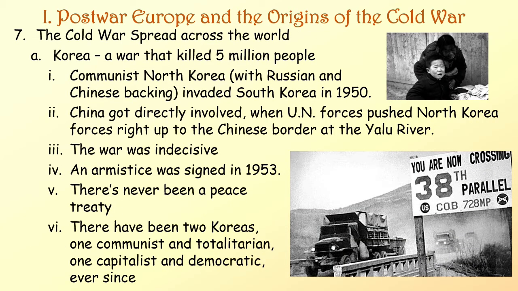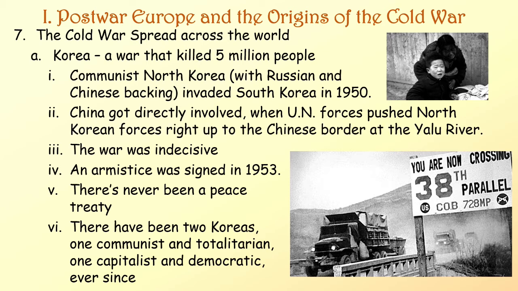The Cold War spread across the world. In Korea, there was a war that killed 5 million people, 10% of Korea's population. Communist North Korea, with Russian and Chinese backing, invaded South Korea in 1950. China got directly involved when UN forces pushed North Korean forces right up to the Chinese border at the Yalu River. The war was indecisive. An armistice was signed in 1953. There's never been a peace treaty. There have been 2 Koreas, 1 communist and totalitarian, 1 capitalist and democratic, ever since.